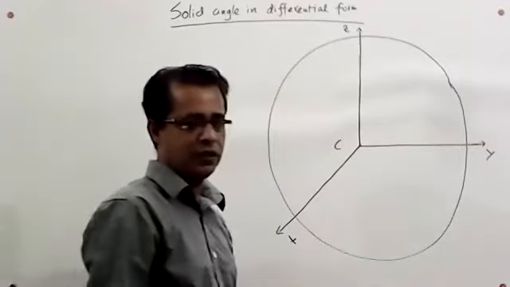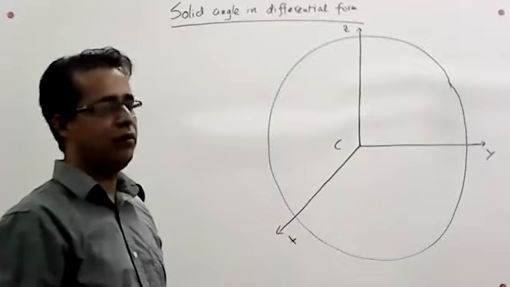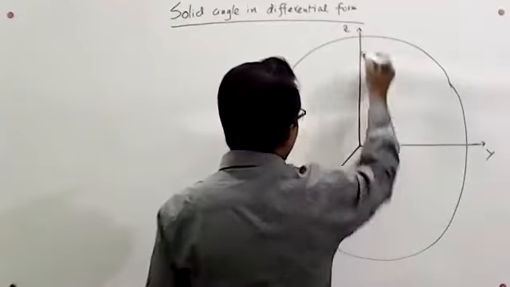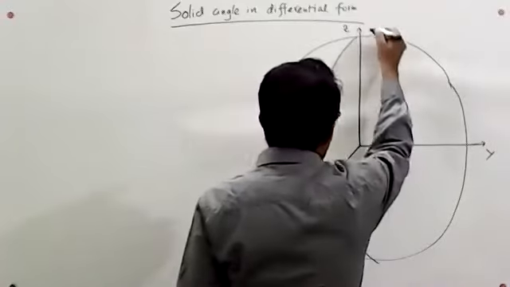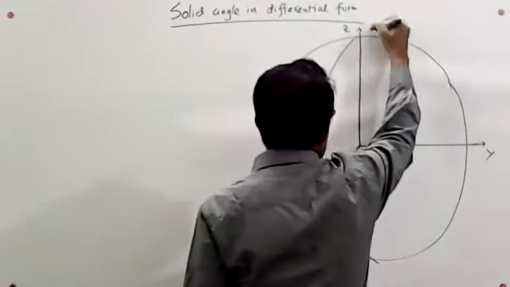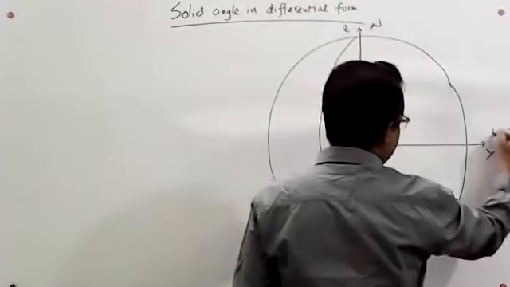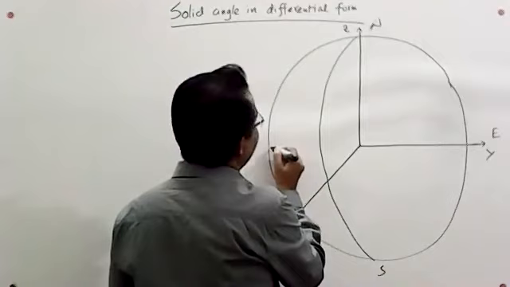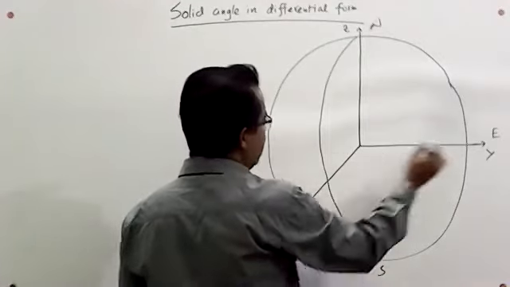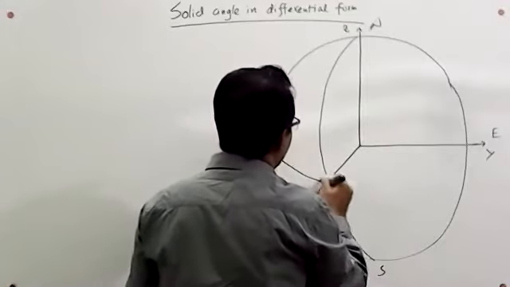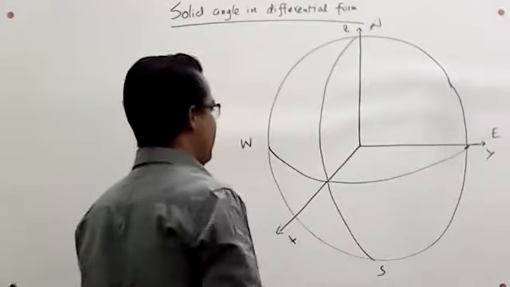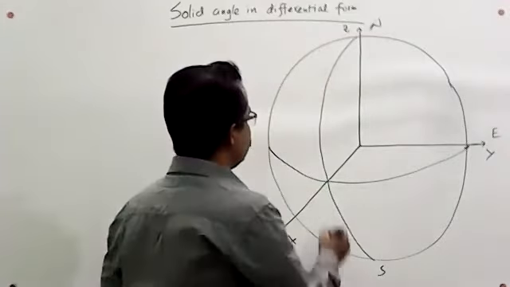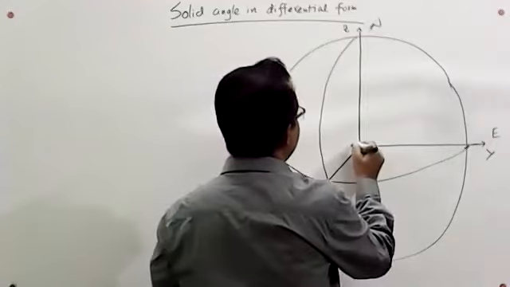And we know that for the geographical or spherical coordinate, we imagine a line from the north pole to the south pole, which is called the prime meridian. This is north, and this is the south pole. This is the east direction, and this is the west direction. Also, we imagine a line from east to west, which is called the equator. This equator and the prime meridian intersect at a point which is denoted by origin O. Our center is C.